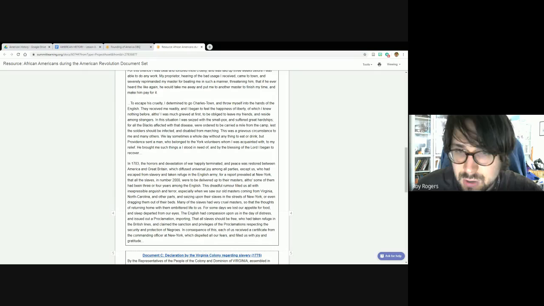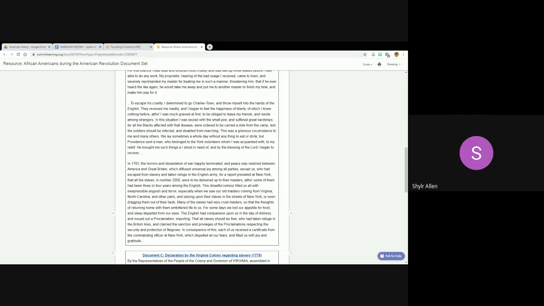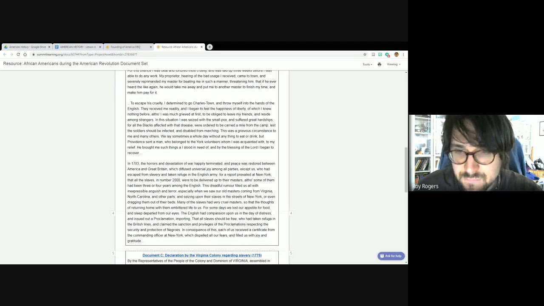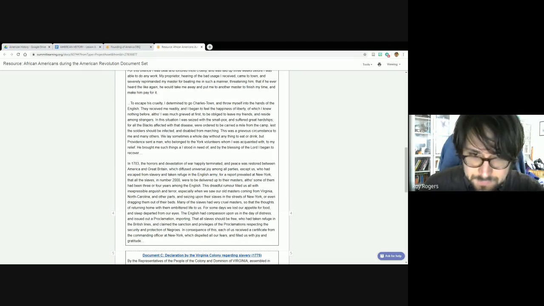Many of the slaves had very cruel masters, so the thoughts of returning home with them embittered life to us. For some days we lost our appetite for food, and sleep departed from our eyes. The English had compassion upon us in the day of distress, and issued a proclamation importing that all slaves should be free who had taken refuge in British lines, and claimed the sanction and privileges of the proclamation respecting the security and protection of Negroes. In consequence of this, each of us received a certificate from the commanding officer in New York, which dispelled all our fears and filled us with joy and gratitude.